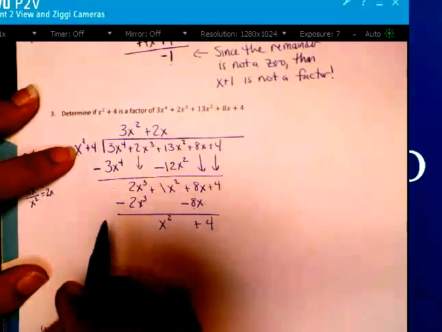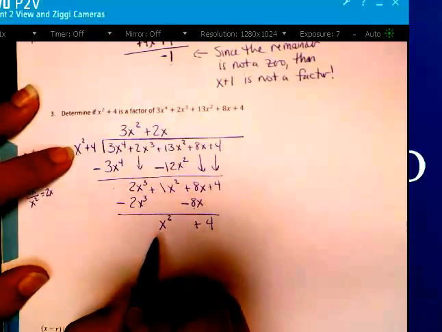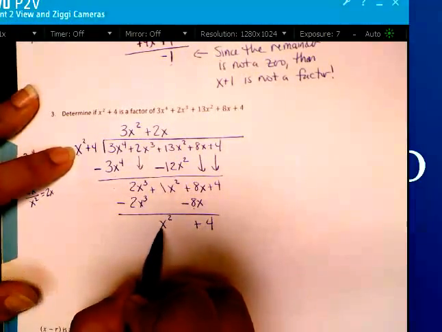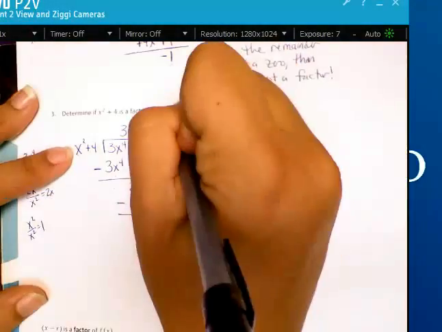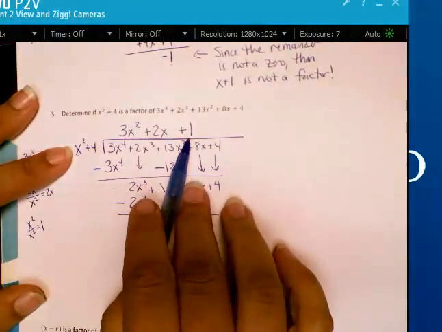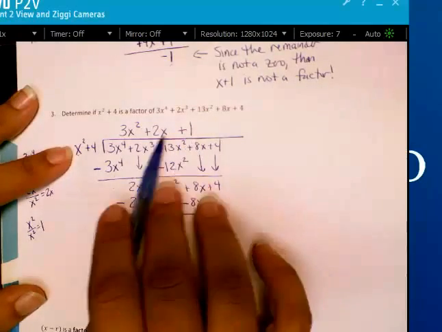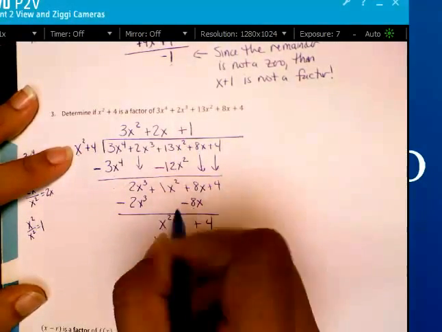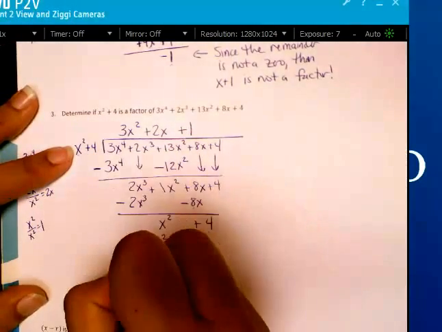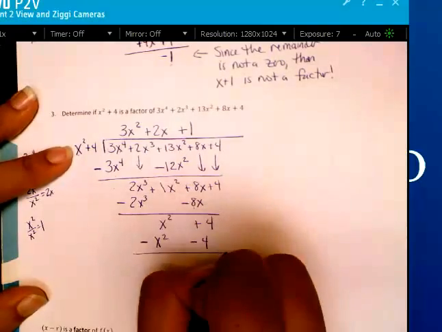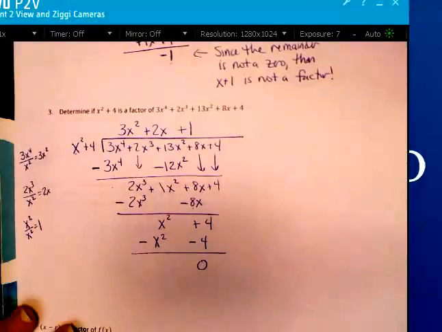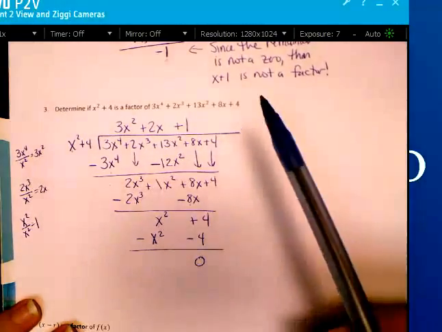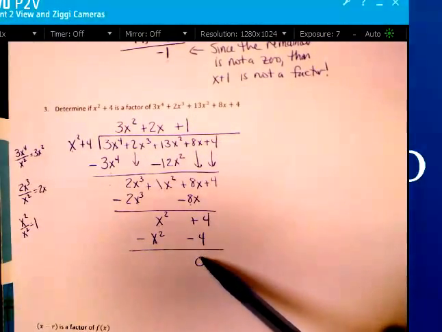Okay, so now we're going to take the leading term here, which is x squared, and divide it into this right here. So x squared divided by x squared is equal to 1. That means this term is going to be plus 1. So 1 times x squared is x squared. 1 times 4 is 4. And make sure you subtract those. Okay, so that becomes 0, and then this becomes 0. So that's it for completing the long division.